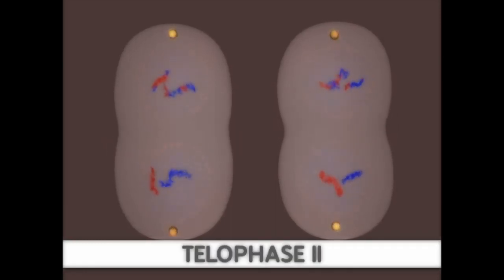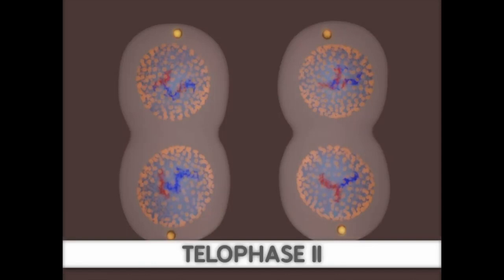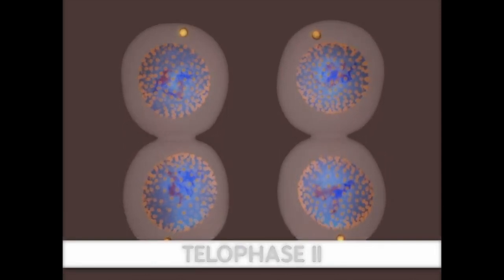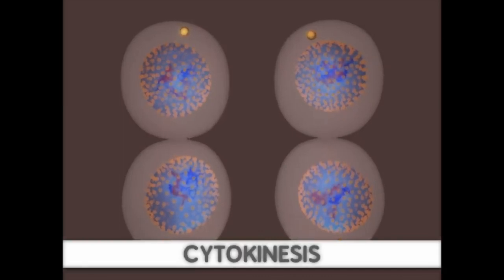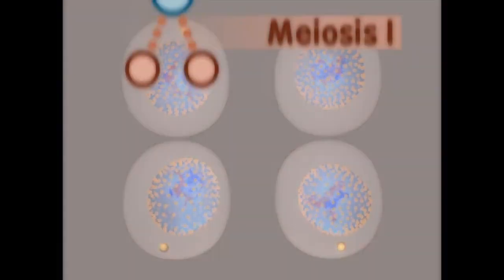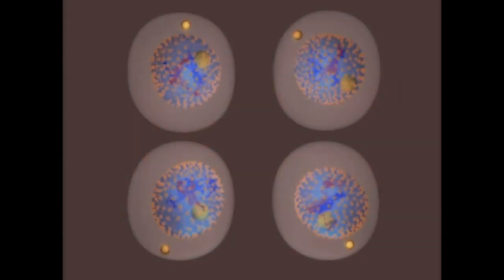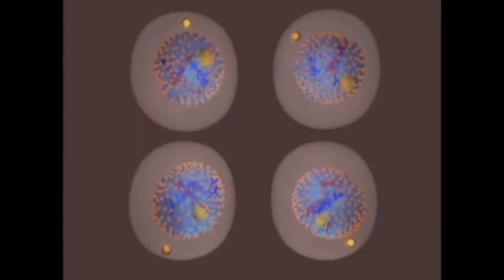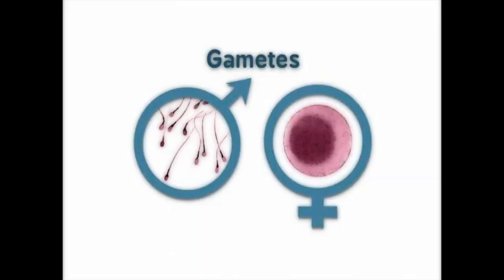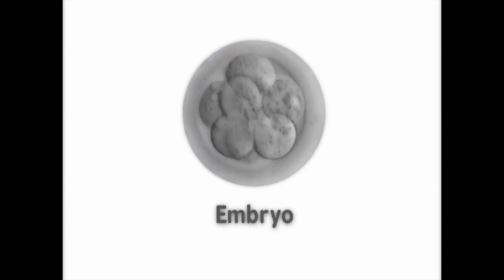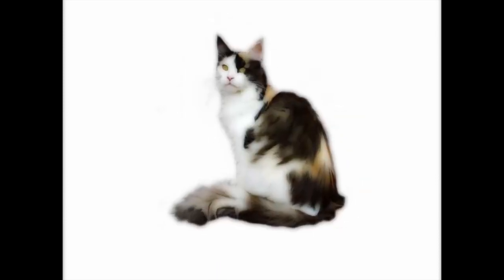In telophase 2, the nuclear membrane reforms and the cytoplasm is divided into the two haploid daughter cells. This division is called cytokinesis. Since meiosis 2 began with 2 cells, and each of those cells were split into 2 cells, we now have 4 unique haploid cells at the end of meiosis. These cells are gametes. 2 gametes, one from a father and one from a mother, may fuse to produce a diploid embryo. The resulting embryo then grows through many cycles of mitosis.